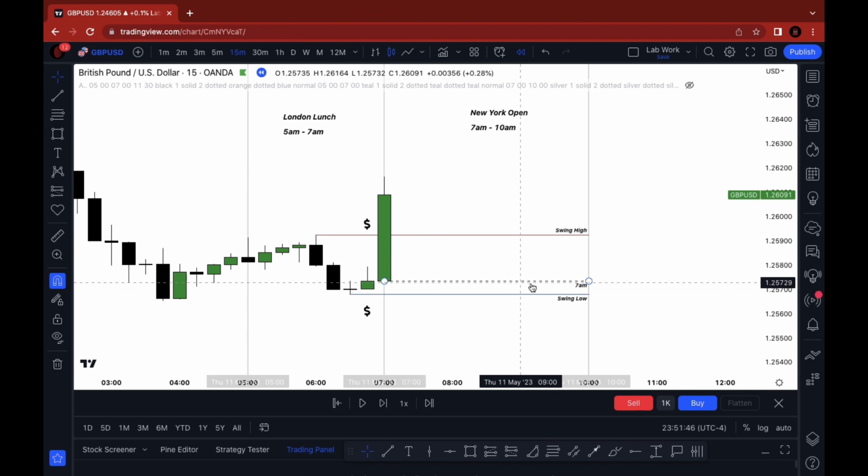So you can see that's 7 a.m. opening price. At this point, we have buy side liquidated. We move on to step 3, the final step. We're going to go into the lower time frame to find a fair value gap for our entry opportunity.